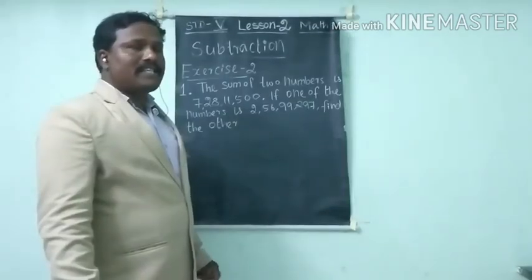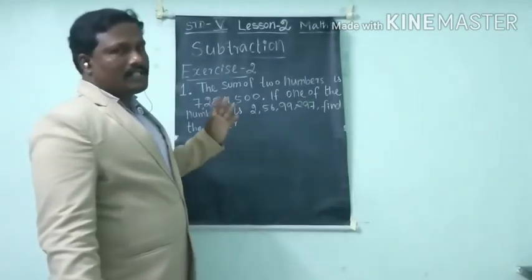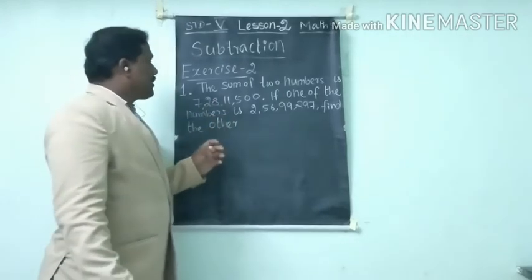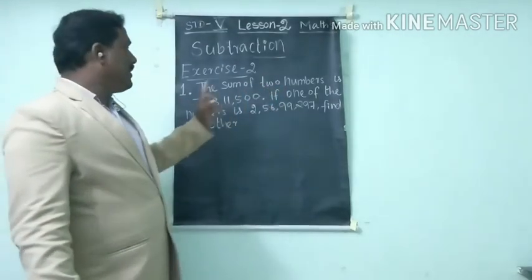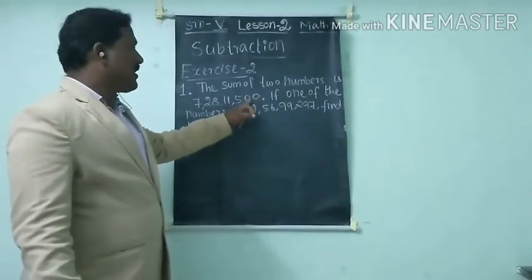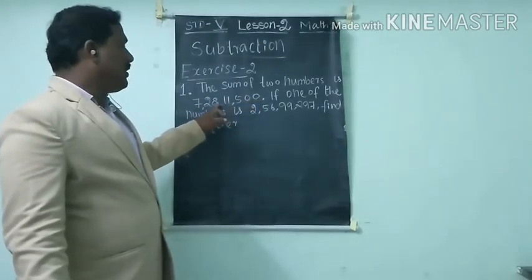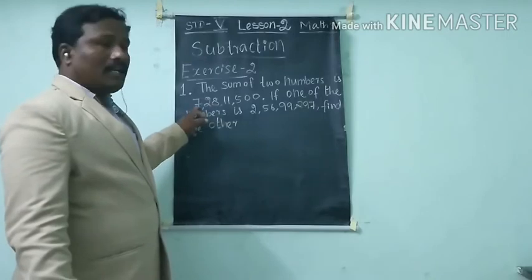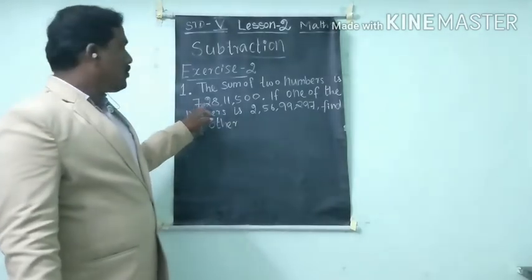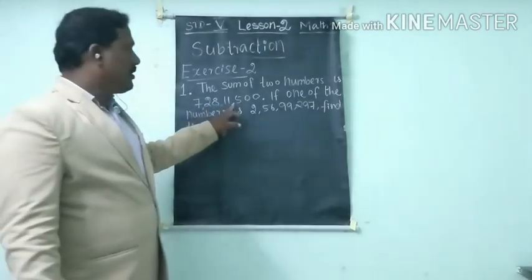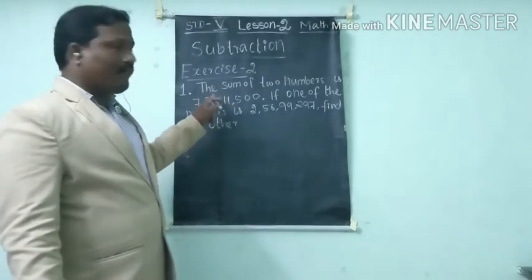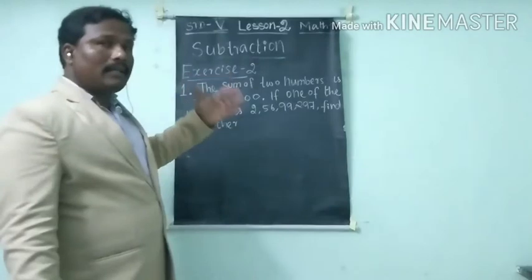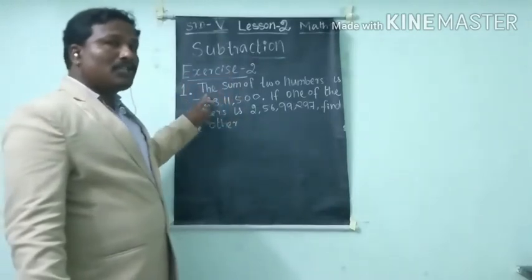Okay. Let me see the exercise sum. First sum. The sum is the sum of two numbers: 7 crore, 28 lakh, 11,500. This is the sum of the two numbers. They added two numbers. This is the total.